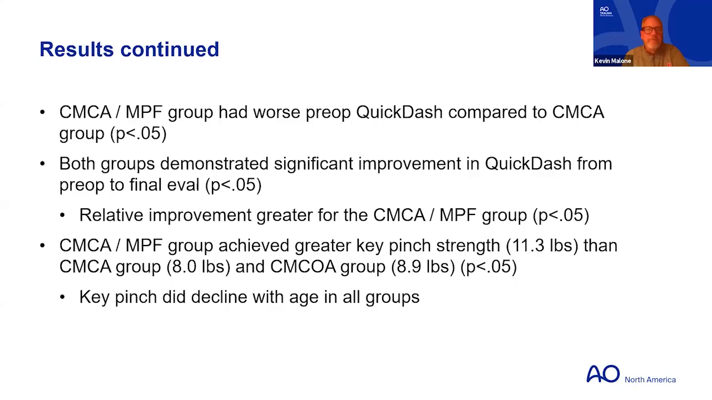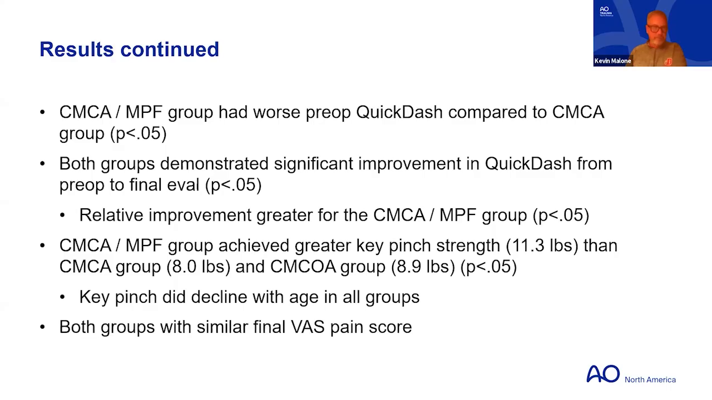The combined fusion arthroplasty group achieved greater pinch strength, 11.3 pounds, than either of the other groups. But they did identify, as I think Dr. Sue mentioned in her talk, that key pinch did tend to decline with age in all groups, regardless of treatment or non-treatment. And both groups had similar final VAS pain scores.